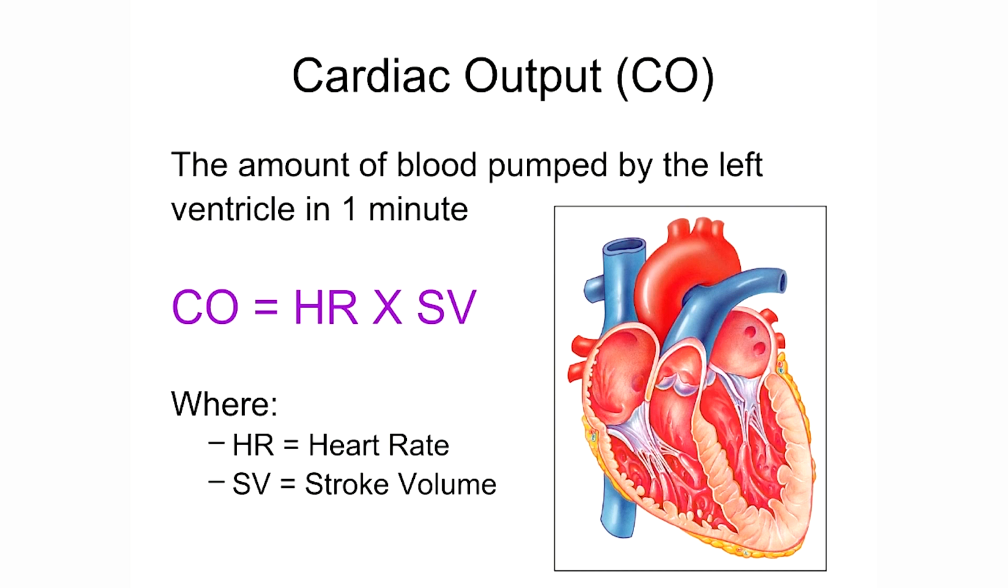Here's a formula for calculating cardiac output. Cardiac output, which you'll often see abbreviated as CO, is equal to the heart rate, which is the number of times that the heart beats in a minute, times what's known as the stroke volume. Stroke volume is the amount of blood that is pushed into the circuit with each contraction of the heart. So the amount of blood moving from the left ventricle up into the aorta with each contraction is what is referred to as the stroke volume.